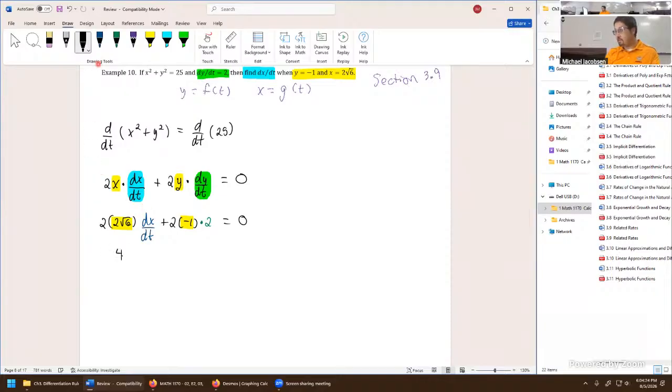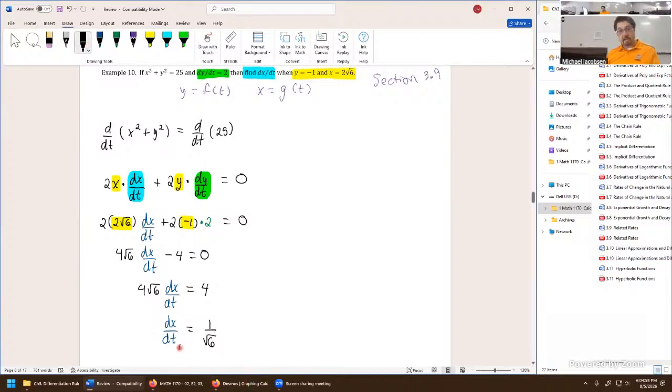So we have 4 root 6 dx/dt minus 4 is 0. So we can say 4 root 6 dx/dt is 4. And finally, dx/dt, divide 4 by 4 root 6. We get 1 over root 6, and our work is done right at that step.